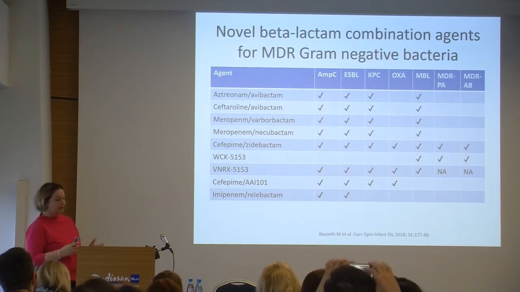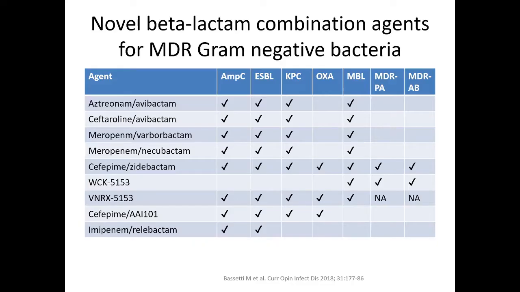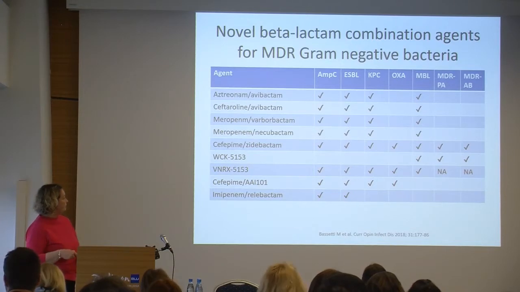So we are relying and hoping for the newer drugs, which are on the horizon, and some are already in our hospitals. Here is the chart representing novel beta-lactam combination agents for MDR gram-negative bacteria. You see that the most promising for all bacteria is cefepime combined with a new inhibitor of beta-lactamases, zidebactam. So we can cover most of our resistance problems, but in others we have quite huge gaps with OXA and with Pseudomonas and Acinetobacter.